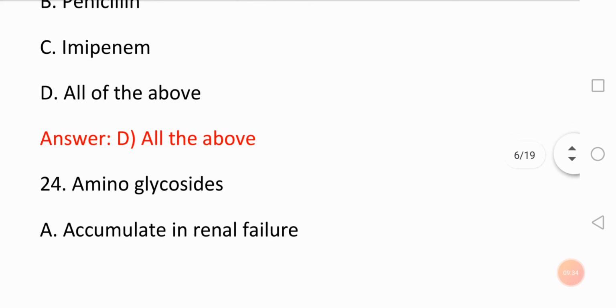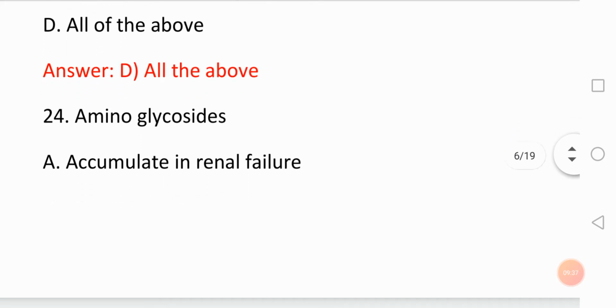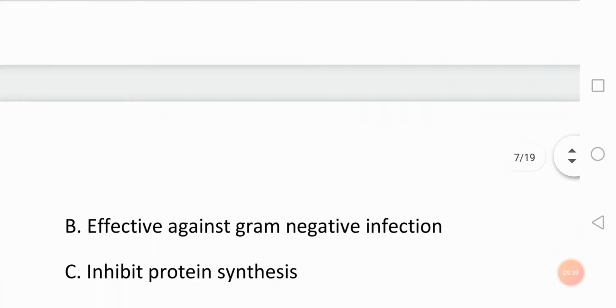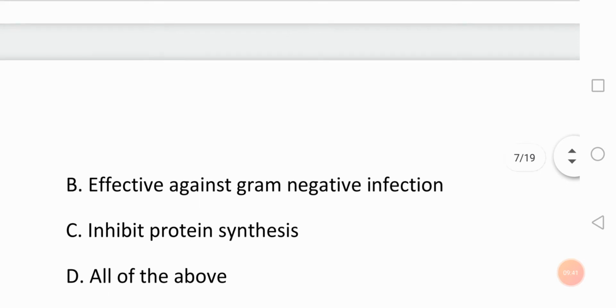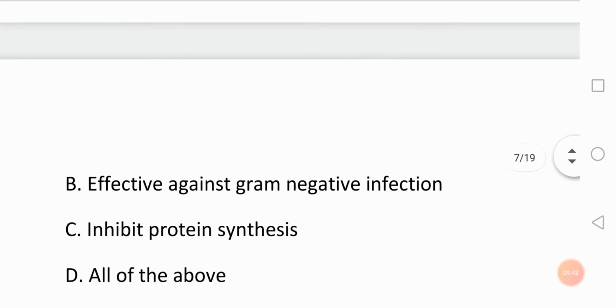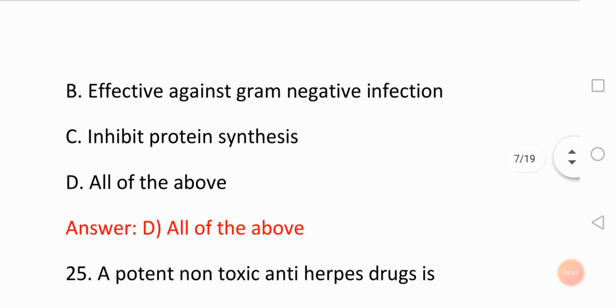Question 24. Aminoglycosides A. accumulate in renal failure, B. effective against gram-negative infection, C. inhibit protein synthesis, and D. all of the above. And the answer is D, all of the above.